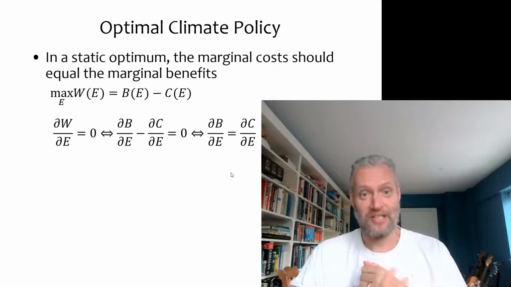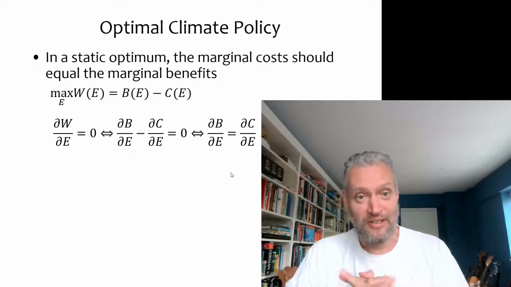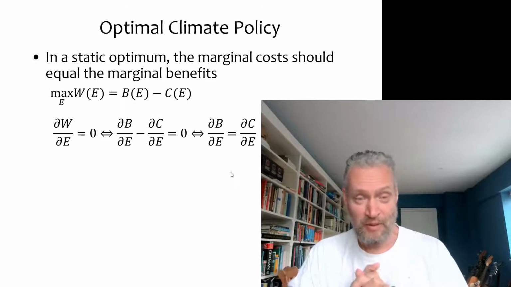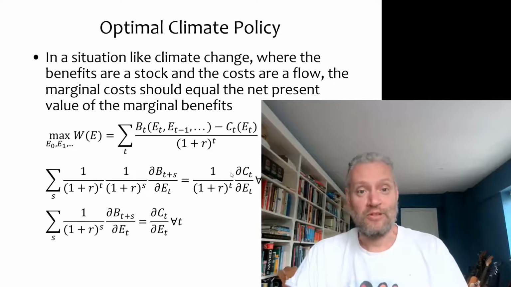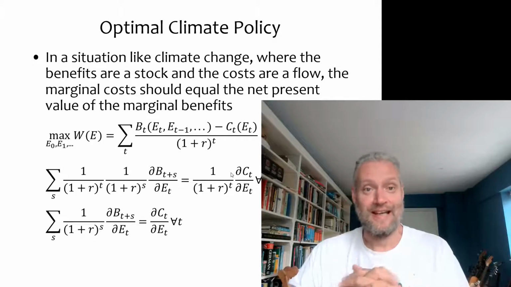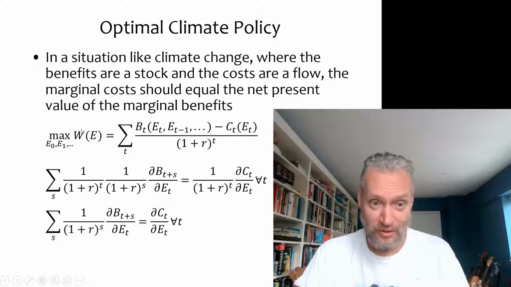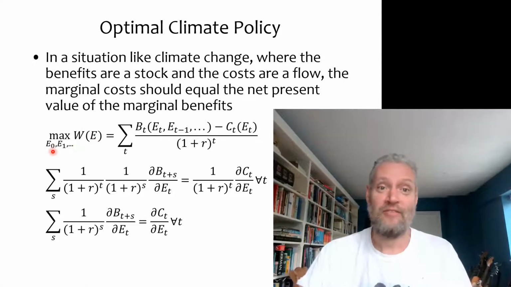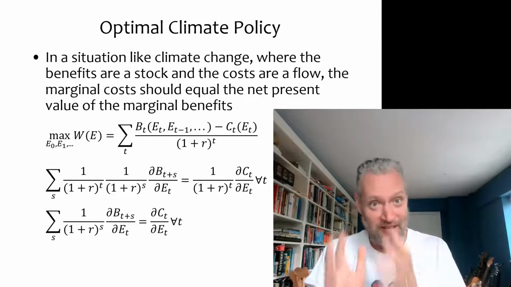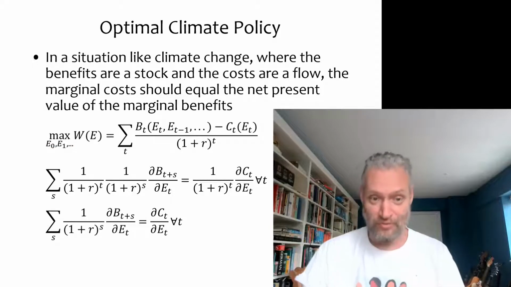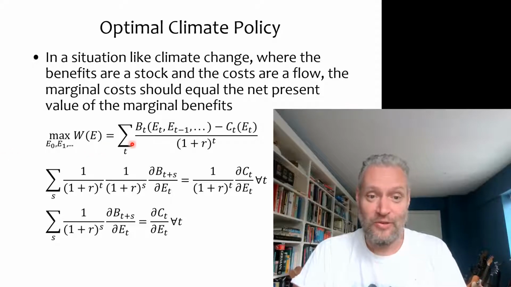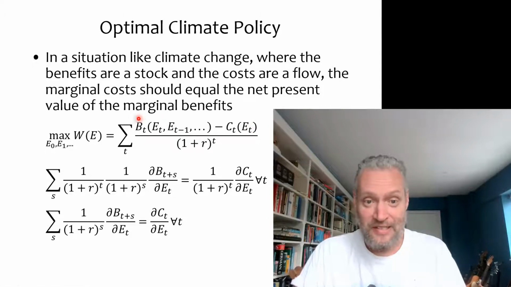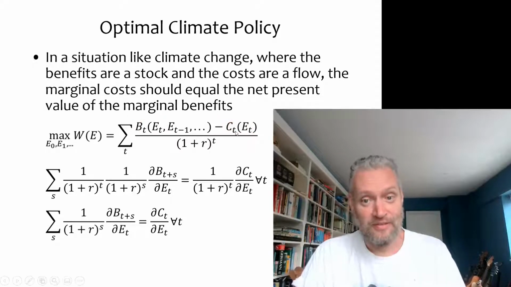Now, this is if emission reduction effort is a static problem. Of course it isn't. Climate is a dynamic problem. If you have a dynamic problem, what you want to do is maximize your net present value. We still call it W, it's still a function of our emission reduction effort E, but now we have E at time 0, at time 1, and so on and so forth. Net present value is the sum over the net benefits. That is still benefit minus cost.